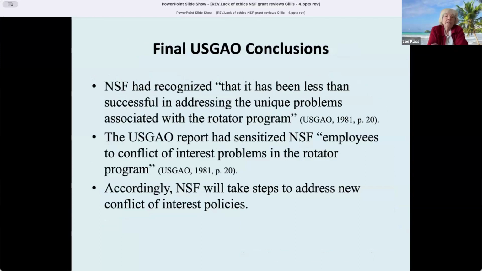The National Science Foundation had recognized that it has been less than successful in addressing the unique problems associated with the rotator program. That's a quote. The United States government organization report had sensitized NSF employees to conflicts of interest problems in the rotator program, they reported. And accordingly, the National Science Foundation will take steps to address new conflicts of interest policies.